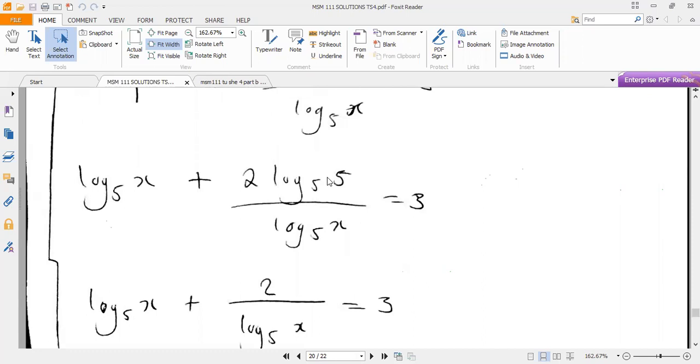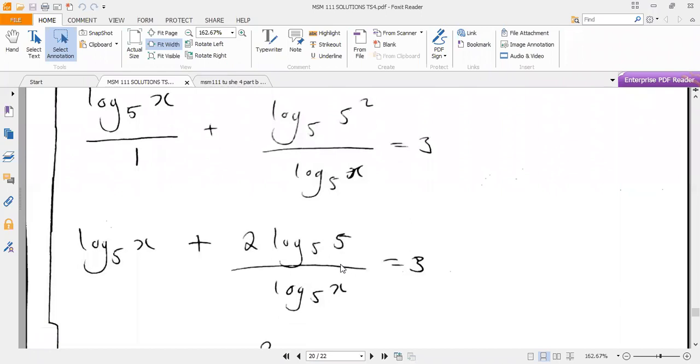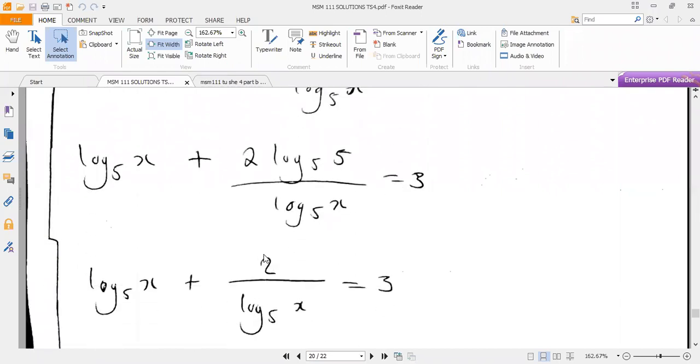5 squared, we know that the 2 can go down, isn't it? So we have 5 times 5 log base 5 of 5, isn't it? So now, what is log base 5 of 5? We know that log base 5 of 5 is simply 1. So now 1 times 2, this is the 2 we're getting. We don't do anything with this guy down here. So it will be 2 over log base 5 of x is equals to 3.